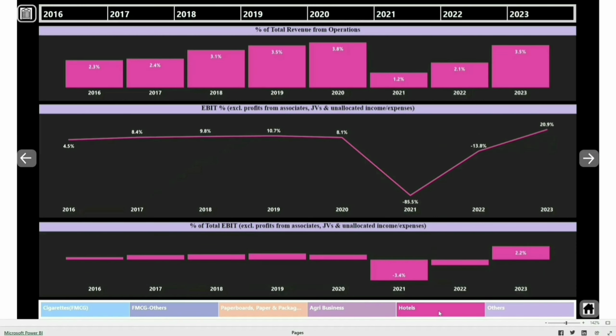Then we can look at the hotel business. Here you can see the revenue contribution as well as the profit or loss contribution, right, for the year 2021, which means for the COVID period, the hotel business did suffer a loss of 85.5%.